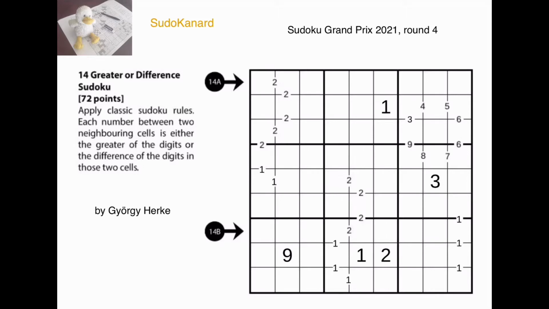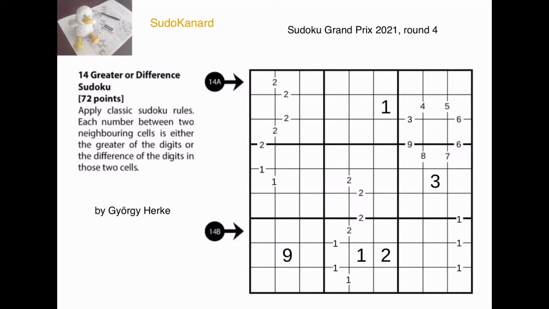Here is a puzzle that was in the latest Sudoku Grand Prix round. It was organized by both France and Hungary, and the Hungarian author György Herke made this Greater or Difference Sudoku puzzle. It was a difficult puzzle, so with 72 points, it was the second highest pointer in the event. And the rule is a very weird one.